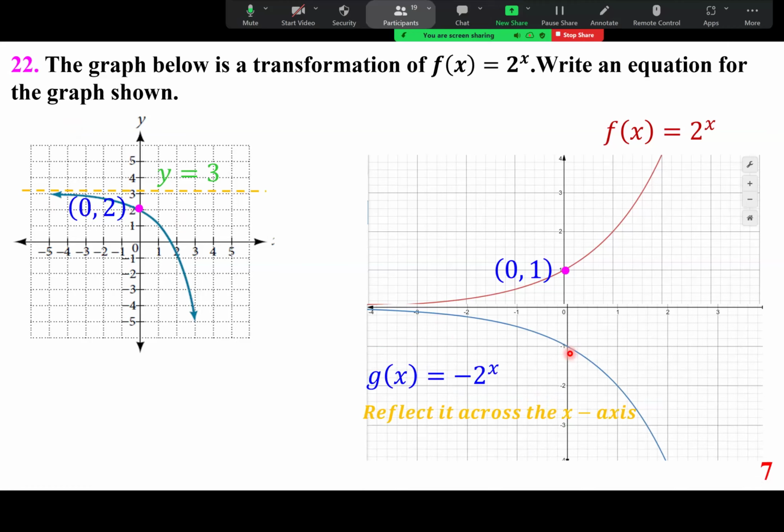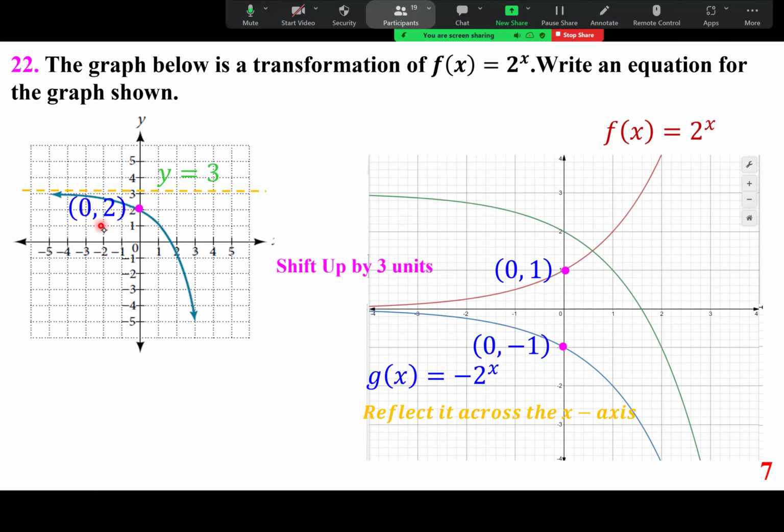And that means now your y-intercept has coordinates (0, -1). Again, we're going to compare. We notice that this one shifts up, and (0, -1) goes to (0, 2), which means it shifts up by 3 units.